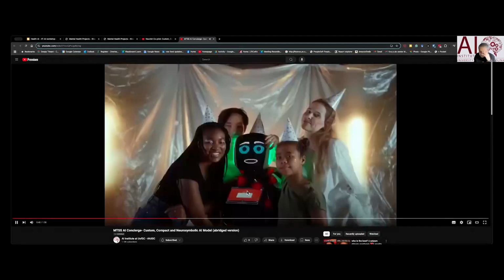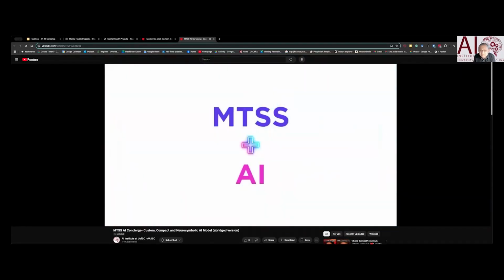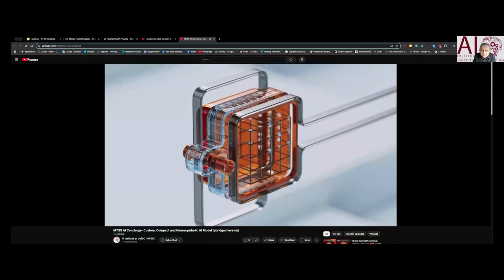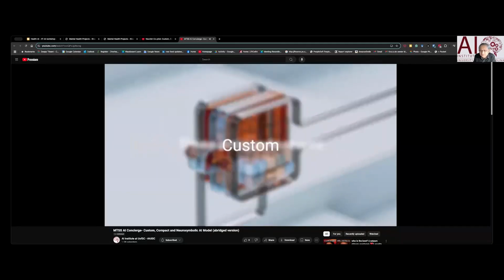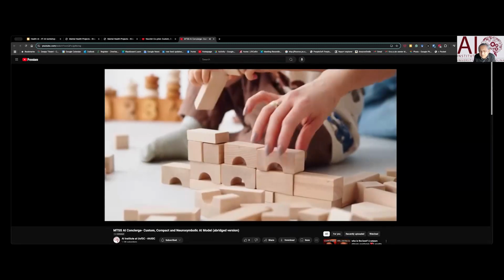But what if an AI system could enhance this teamwork? That's where the MTSS AI system comes into play. To meet the specific needs of the AI system, we have three unique features: custom, compact, and neurosymbolic. Let's break down how these elements work together.